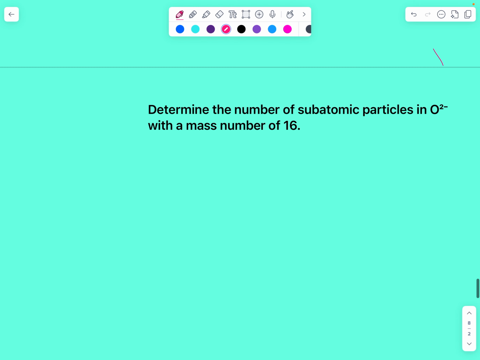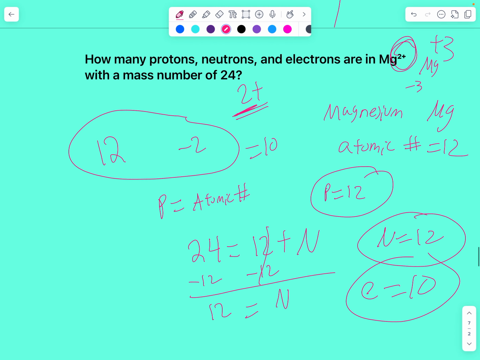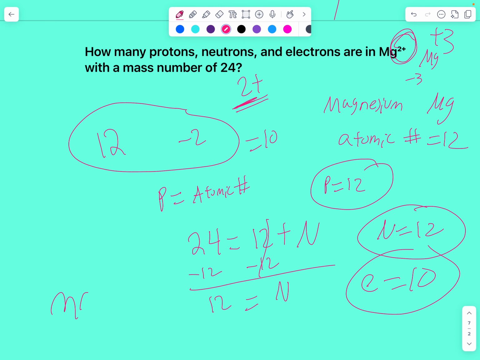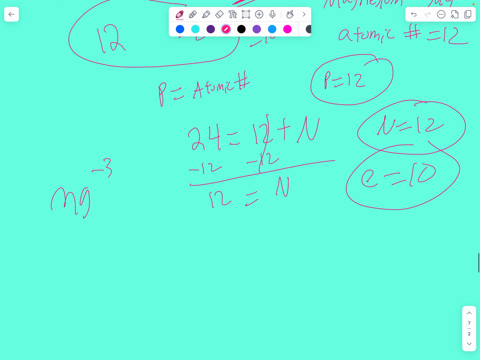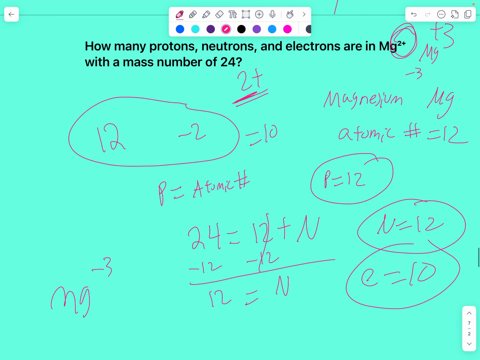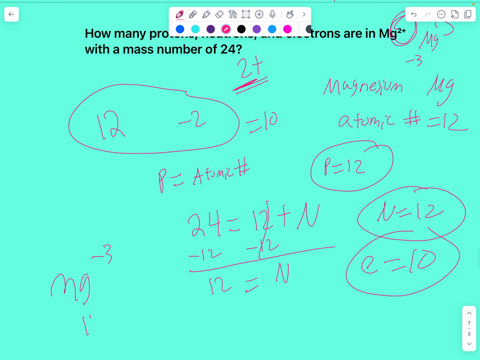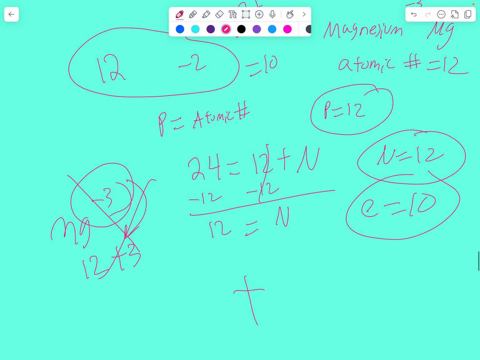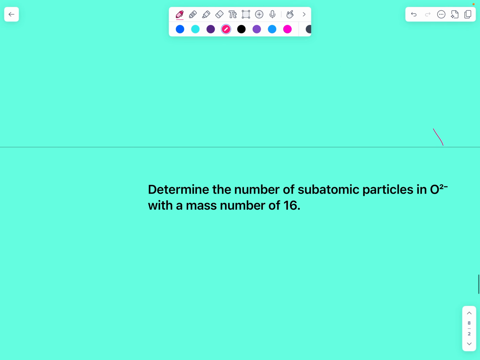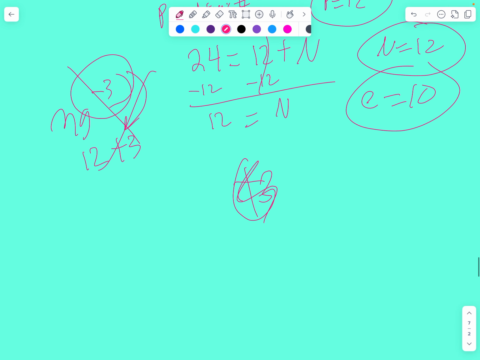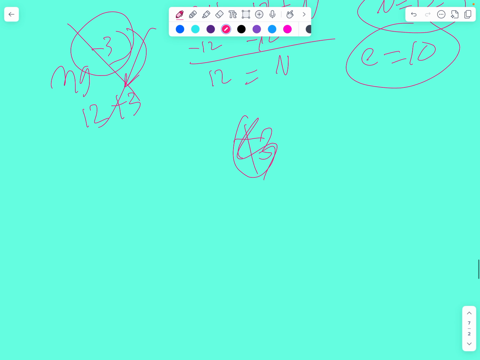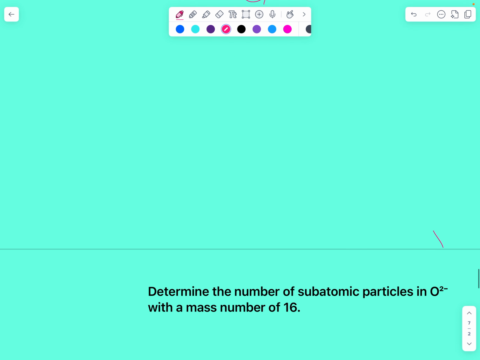All right? Let me give you one more. If they said Mg minus 3, you're going to take the atomic number of 12 and you're going to say plus 3. Do not just say, oh, minus 3. No. Be really careful. It's plus 3. Okay. So be selective. So electrons would be what? 10. Yeah. Positive charge means electrons were lost. Never subtract protons. Ever. Okay.